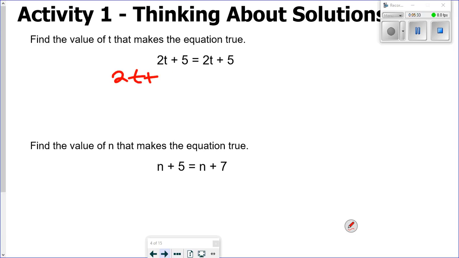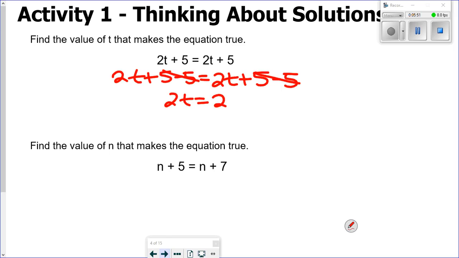So 2t plus 5 minus 5 equals 2t plus 5. And again, I need to balance my equation. If I subtract 5 from the left, I must subtract 5 from the right. When this happens, we get our 0 pairs on both sides. And now we're left with 2t equals 2t. Hopefully what you are realizing, and you may have even realized it at the start of this equation, is that the left side is exactly equivalent to the right side. So it has already been balanced from the very start.